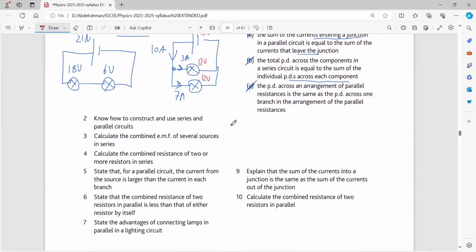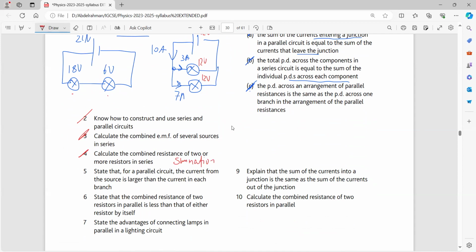Okay. Know how to construct and use series and parallel circuits. We know them. Calculate the combined EMF of several sources in series, we've done that, 18 plus 6. Combined resistance of two or more resistors in series: if I have 3 or 4 resistors in series, I just add them up with summation.